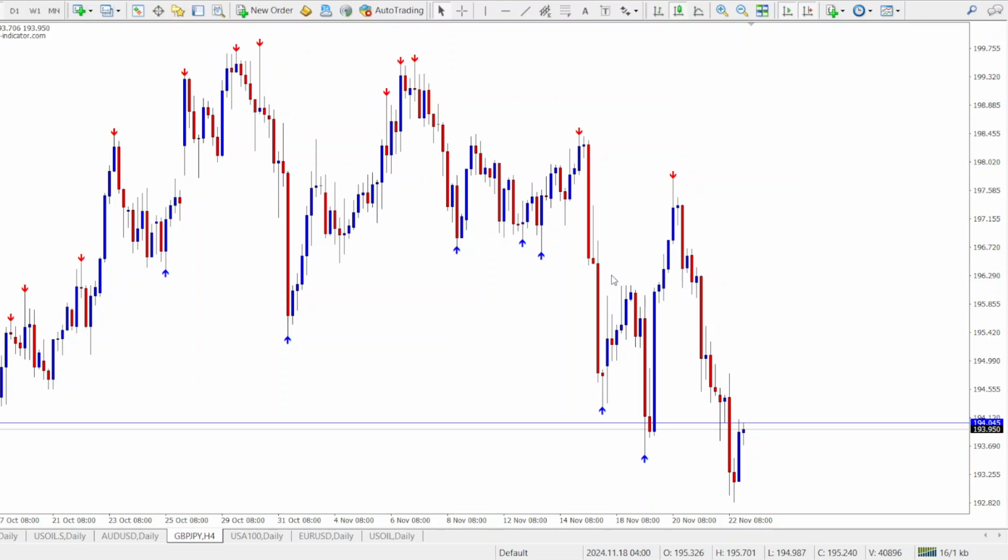Straight to the point signals, blue arrows for buy signals, red arrows for sell signals. This indicator identifies reversal points on the chart. Basically, when a red arrow appears above the candlestick, it is a sell signal, and when a blue arrow appears below the candlestick, it is a buy signal.